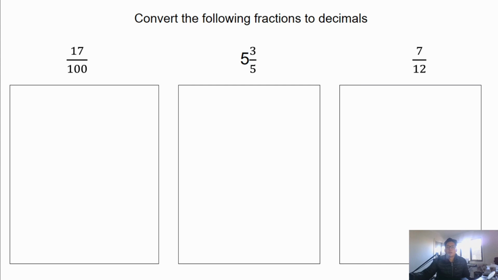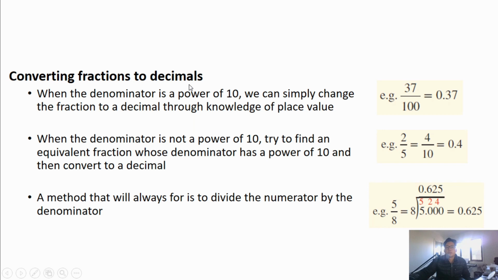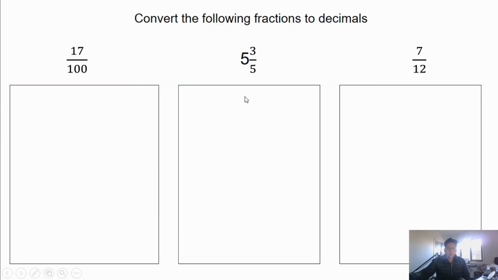Let's have a go at converting the following fractions to decimals using these sample questions. For the first one we have 17 over 100. We can use our first method because the denominator is a power of 10. Using our knowledge of place value, that is 17 hundredths, and that can simply be written as 0.17.